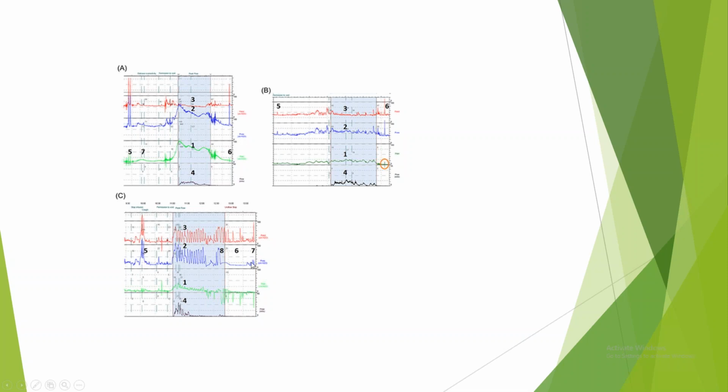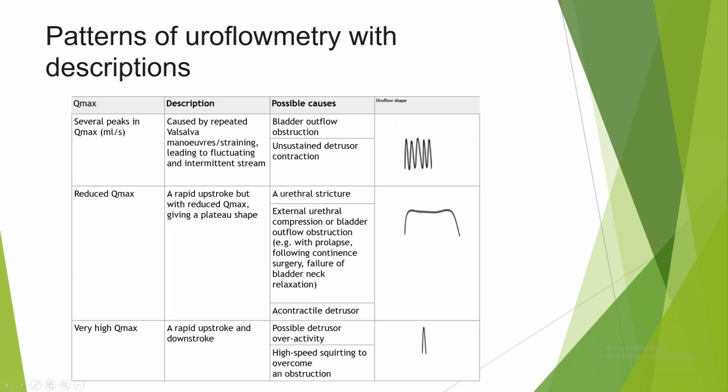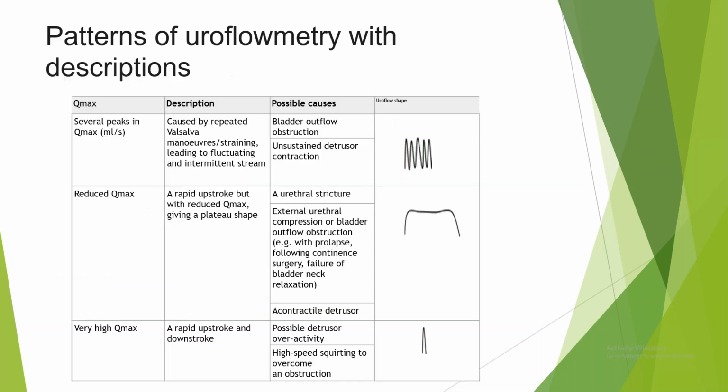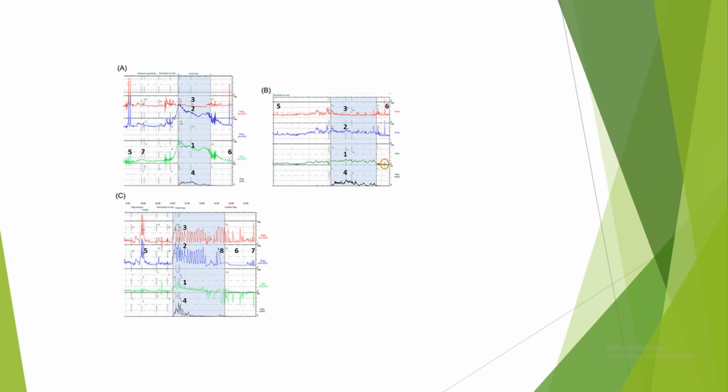So what can it be? It is caused by either bladder outflow obstruction or unsustained detrusor contraction. Any neurological cause for this hypocontractility, or because of bladder outflow obstruction. So basically, the C part is unsustained detrusor contraction. Yeah. Might be, or might be due to obstruction also.